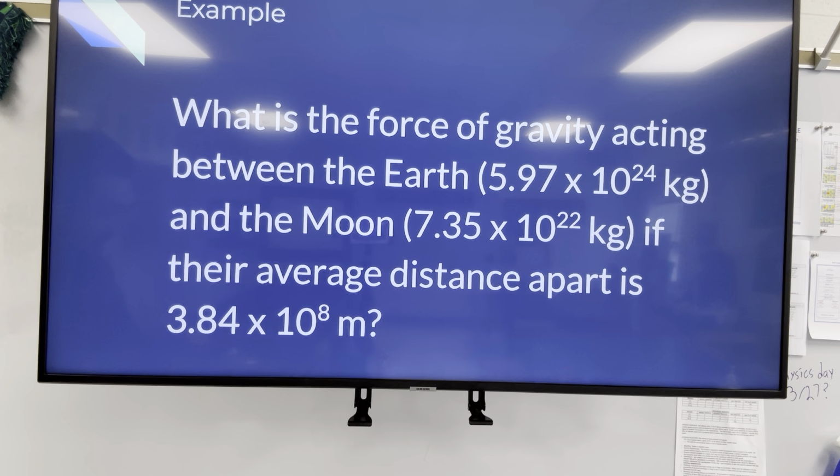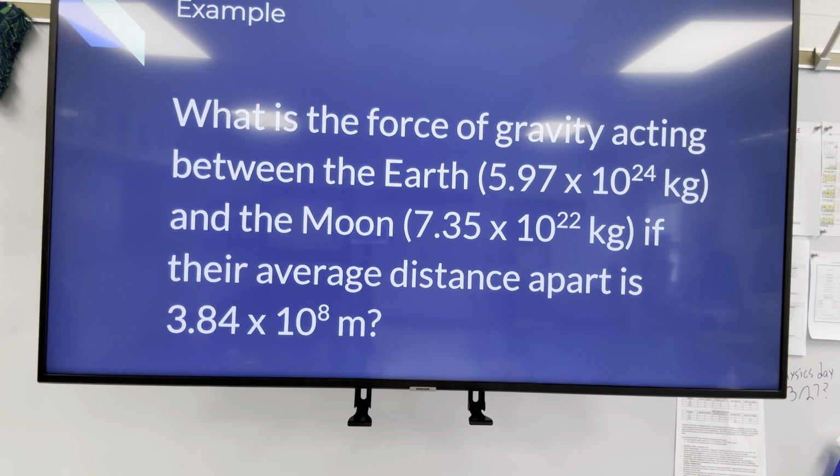All right, so in this video, we'll be doing a quick example of a Newton's universal law of gravitation problem. The example problem reads, what is the force of gravity acting between the Earth, which has a mass of 5.97 times 10 to the 24 kilograms, and the Moon, which has a mass of 7.35 times 10 to the 22 kilograms, if their average distance apart is 3.84 times 10 to the 8 meters?